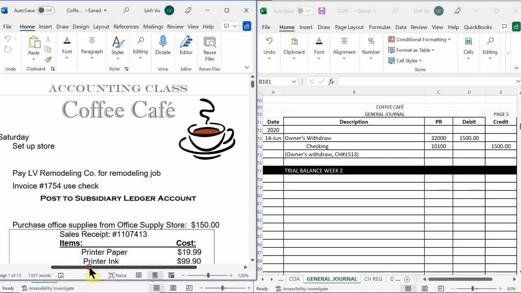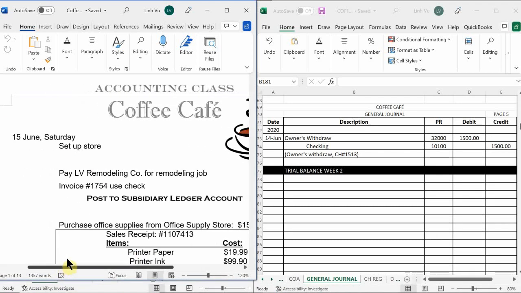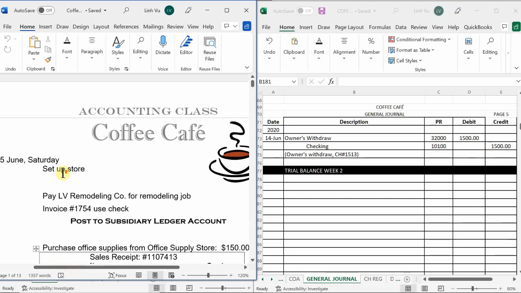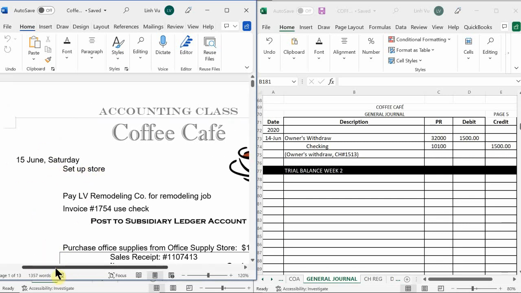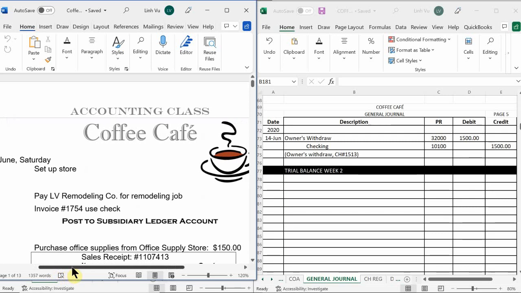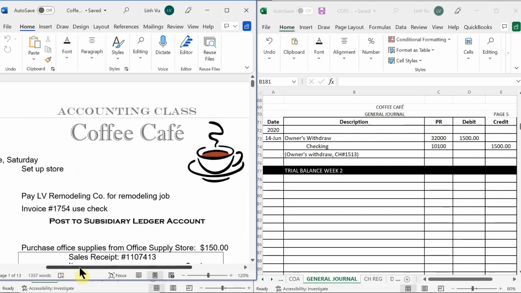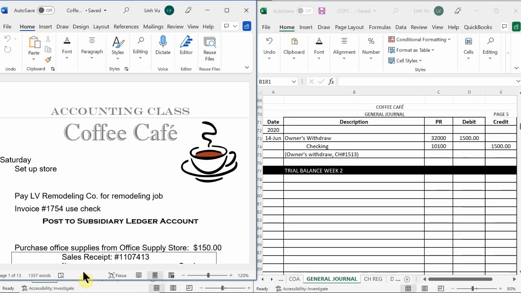So, week 3 is finally here. We are going to finally start setting up the store. We're on Saturday, the 15th of June. The first thing that we incurred was we need to pay LV Remodeling Company for the remodeling job. Invoice number 1754, and we're going to be using a check.